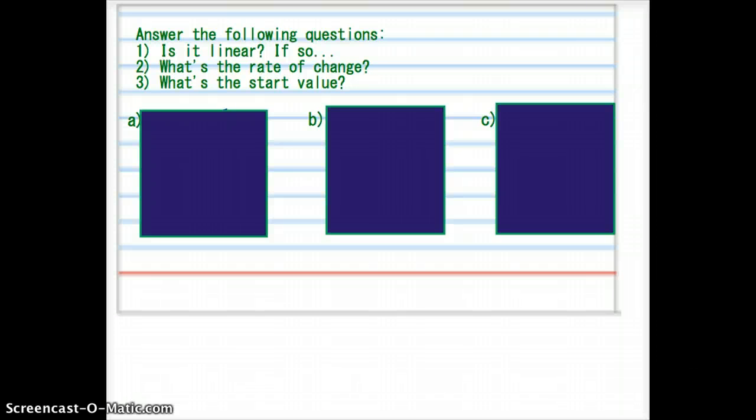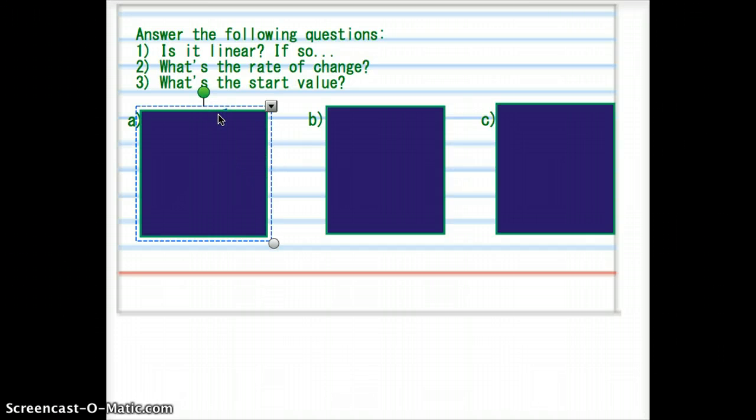All right, I'm going to give you 3 questions from either a table or graph or equation, and I want you to see if you can figure them out on your own and then come back and check. So the first question is, is it linear? And if it is, you have to answer questions 2 and 3. I want you to figure out what's the rate of change and also what's the start value.